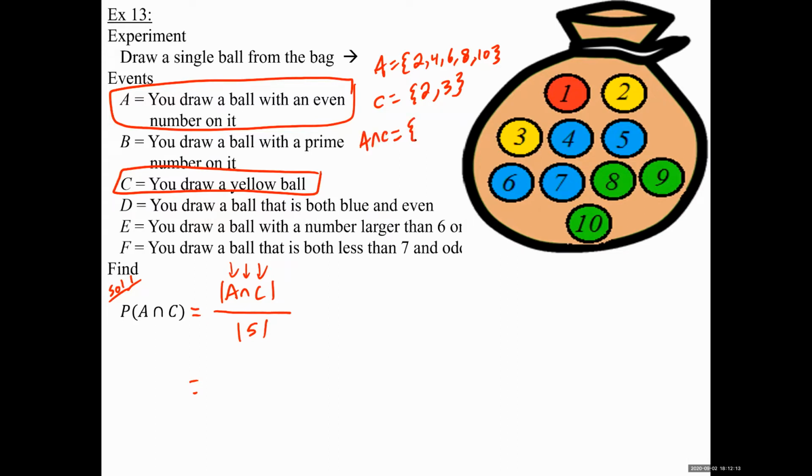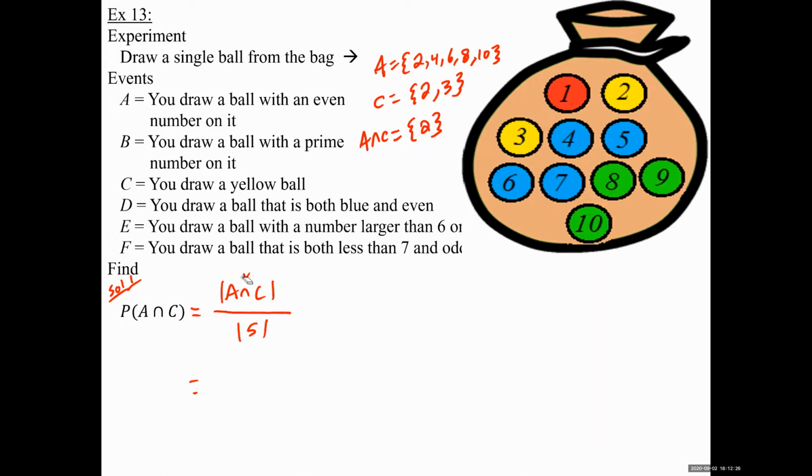You can look at those two lists and figure out what's in both. So what number or numbers are in both? Someone tell me. 2. 2, just 2. Okay. And how many things are in that? Because absolute value of A and C means count how many things are in that event, and the answer is there's just one thing in there. And then there's 10 things in the bag total. And that's the answer to that, doing it that way.